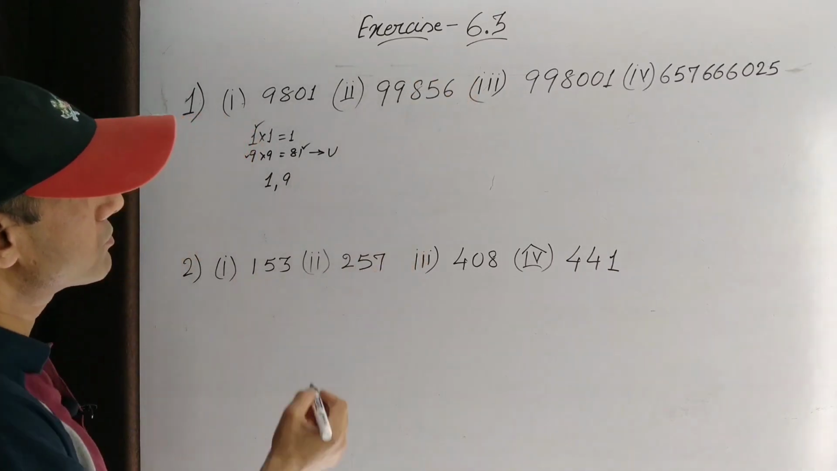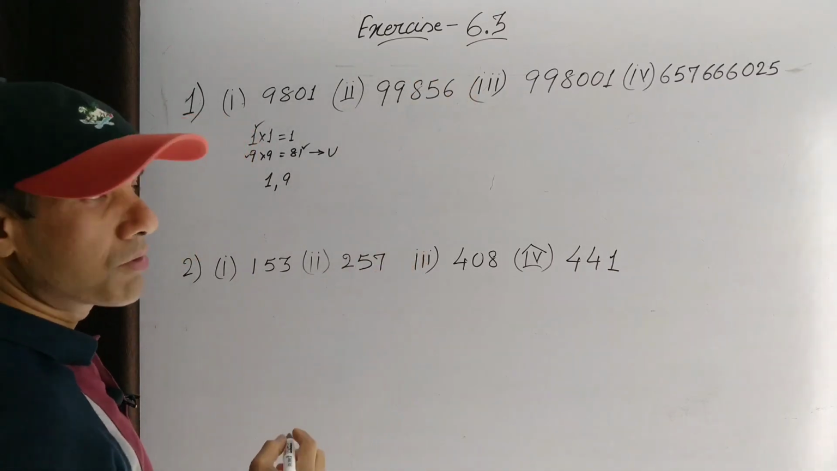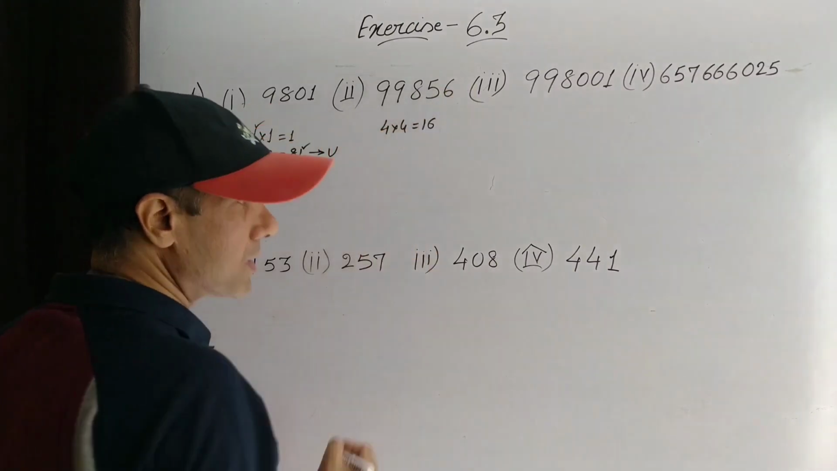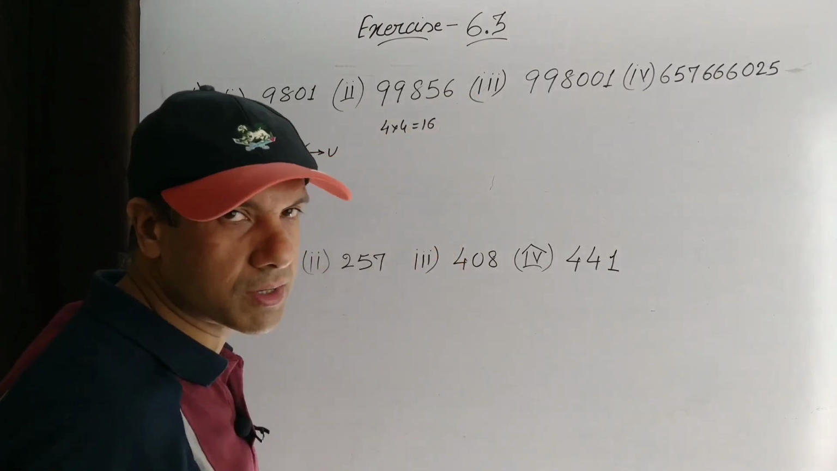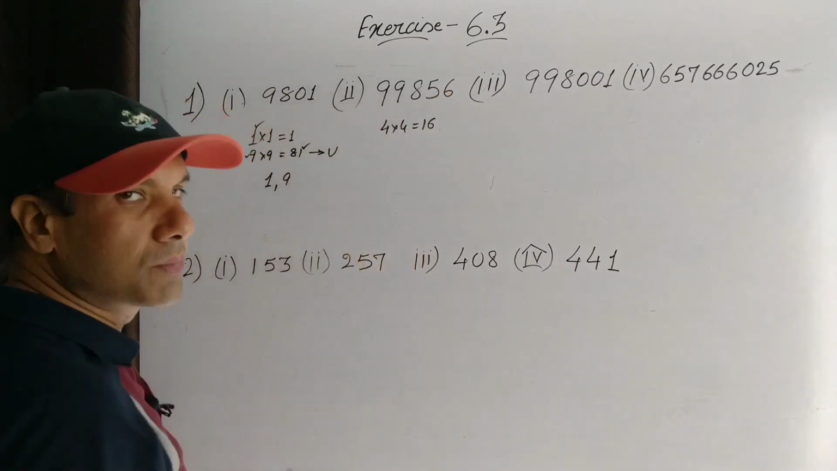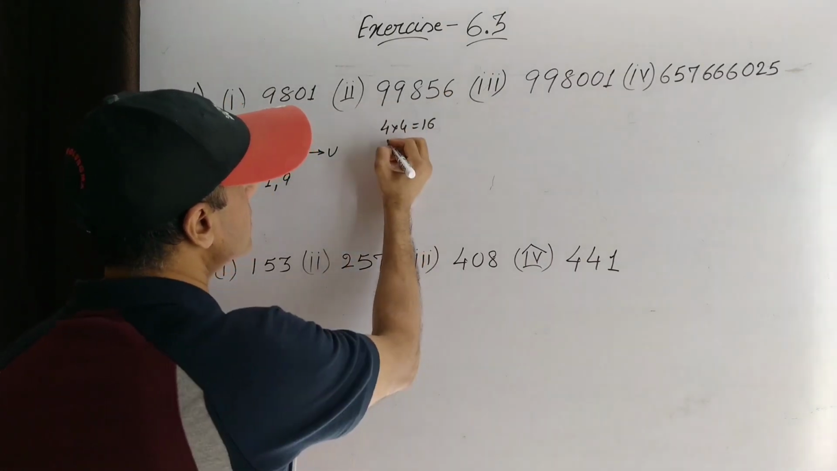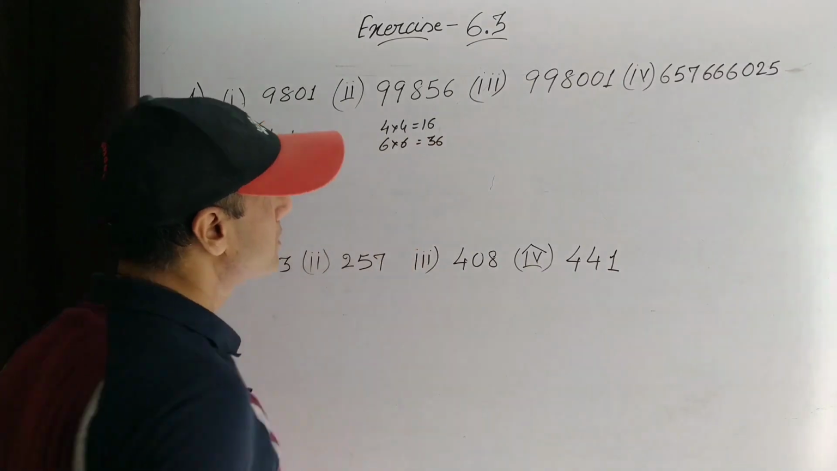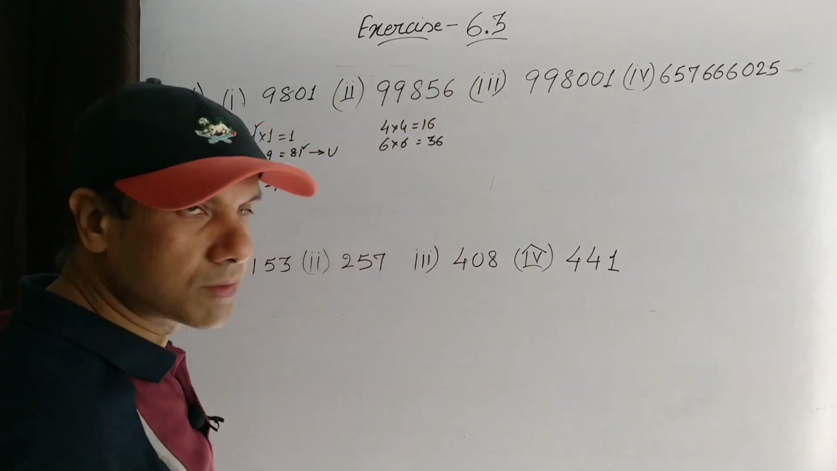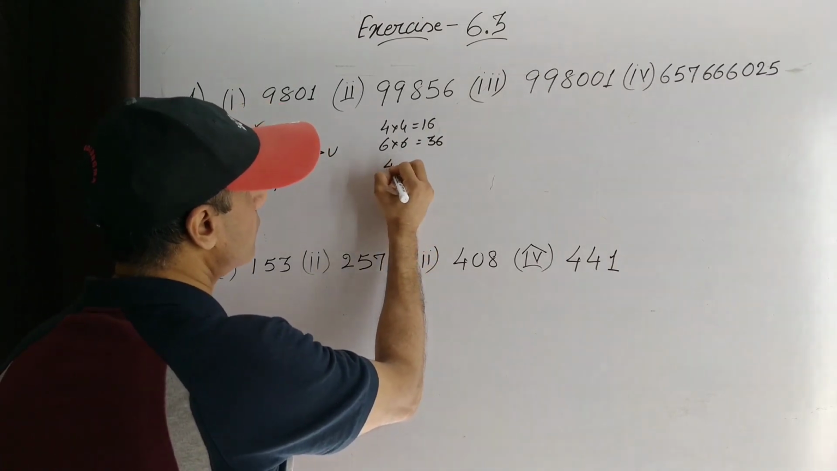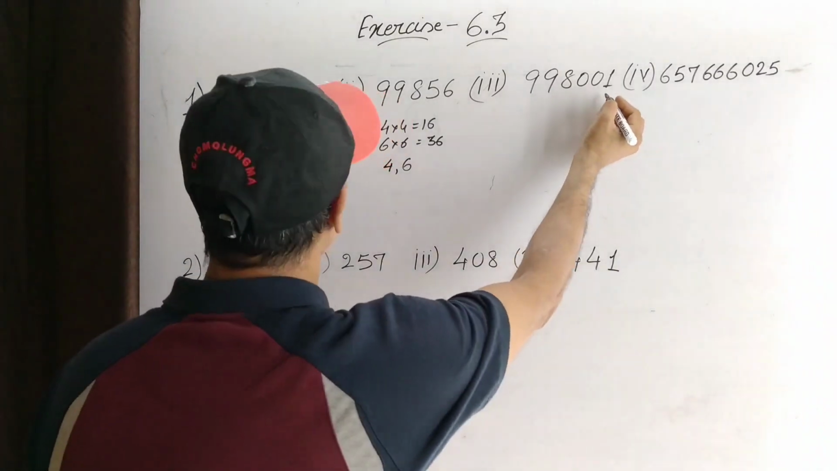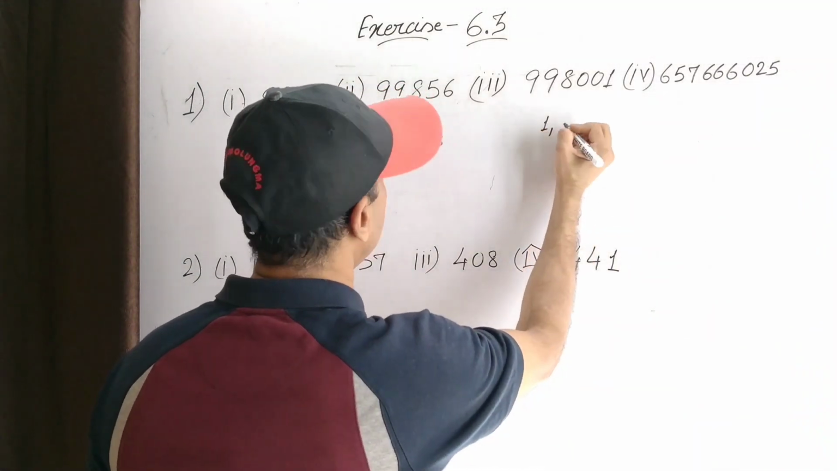6 is the unit digit of the square. 4 into 4 is 16. So we can have 6 in the unit position of the square where the square root has 4 in the unit position. Similarly 6 into 6 is 36. So in this situation also we have 6 in the unit position. So the two possibilities are 4 and 6. Clear?